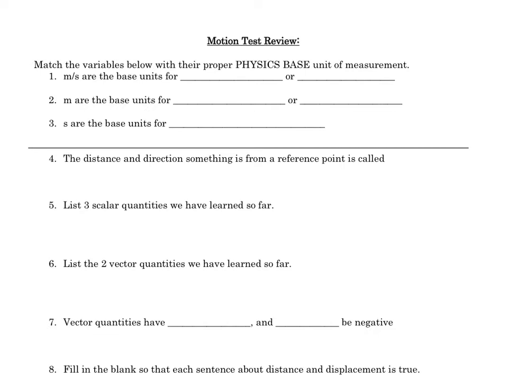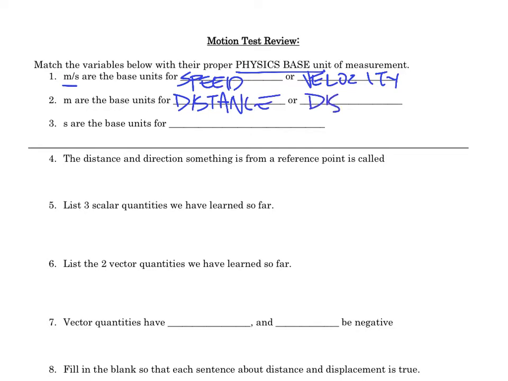We are going to use meters per second to measure speed or velocity. And we're going to use meters to measure distance or displacement. We're going to use seconds to measure time.